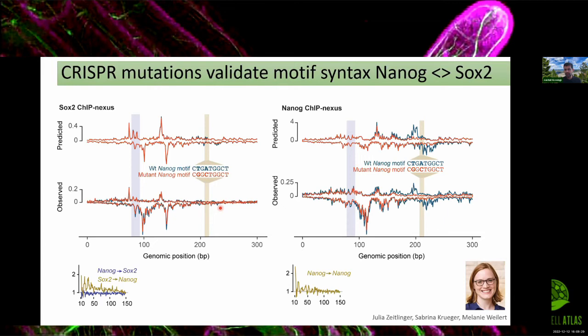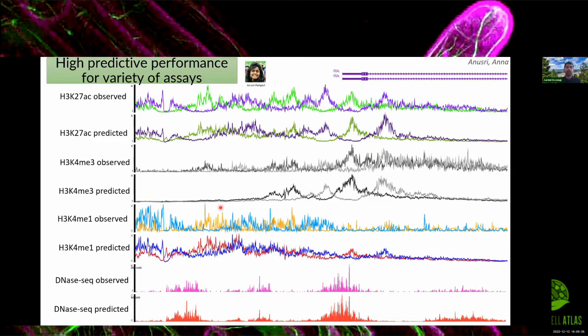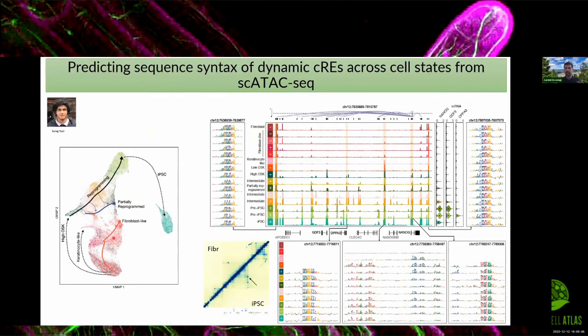We can, of course, do this for every enhancer in the genome. It's very hard to do these CRISPR experiments at scale. Very quickly, I know I'm out of time, so I'll just quickly say that these models can also be used to predict other kinds of profiles, histone modifications, chromatin accessibility. They can be used to analyze single cell data.